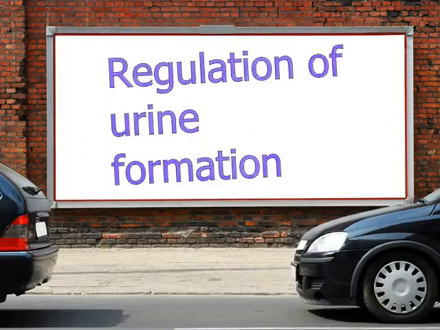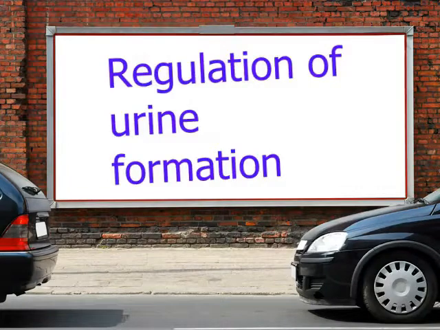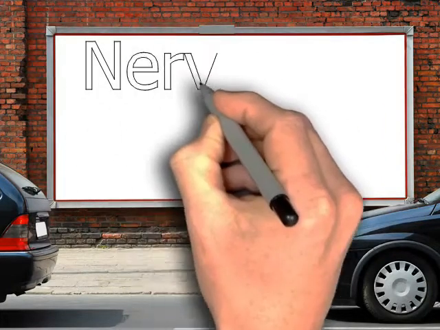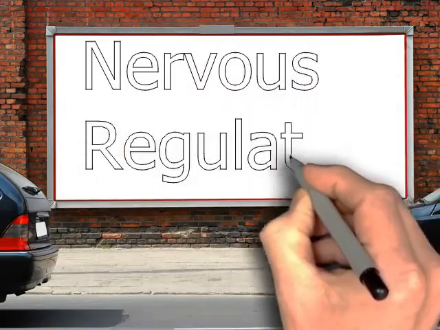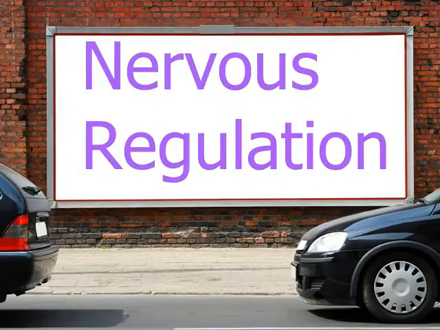Regulation of urine formation. Urine formation is under the regulation of the nervous system and endocrine system. Nervous regulation. The kidneys are supplied with a large number of nerve fibers arising from the brain, and this regulates the width of afferent and efferent arterioles, permeability of the walls of the glomerulus, rate of filtration or tubular reabsorption.